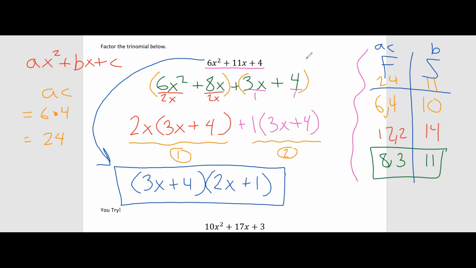Let's try another one. But I'd like you all to pause the video and see if you can apply the steps we just did to this new trinomial. And you may get stuck at some point, that's okay, but give it a go and then join us back in the video for a discussion.